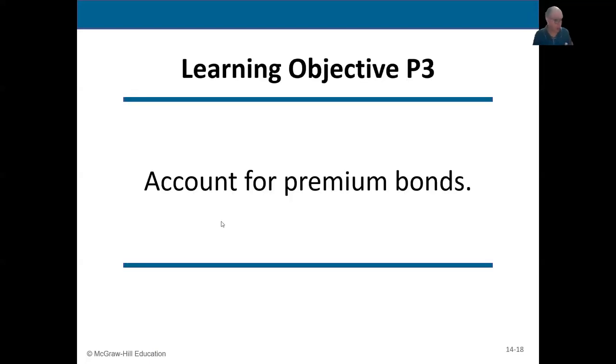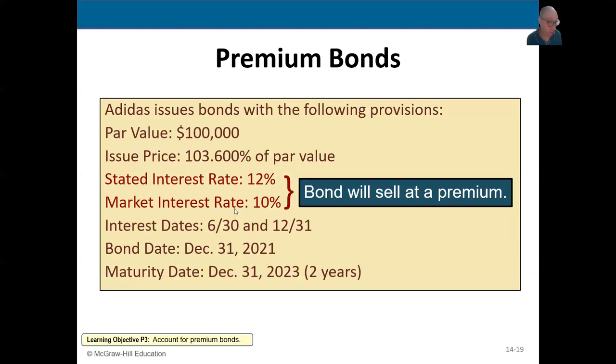When there's a bond premium, it means that the bond is being issued above face value. So here we have an example. $1,000 par value. The issuance price is 103.6%. That obviously is above 100, which means it's being issued at a premium. The stated interest rate is 12%. The market interest rate is 10%. That's 2% above market for the stated interest. So in other words, again, very attractive for the company and for the bondholder.